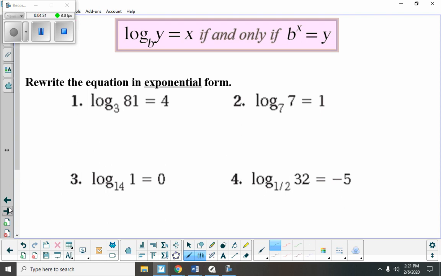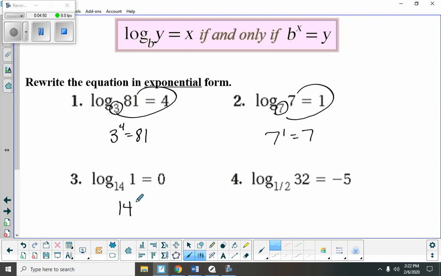Now here are some problems. It says rewrite the equation in exponential form. So the base is 3. So 3 to the fourth power equals 81. Here's the base. 7 to the first power is equal to 7. 14 to the 0 power equals 1, and that's a true statement.